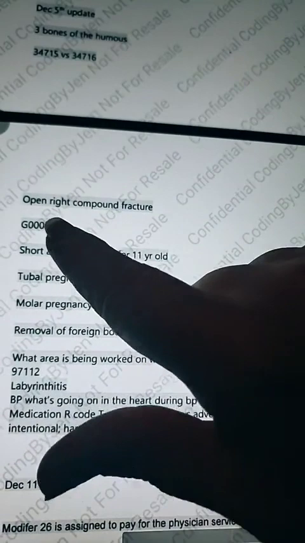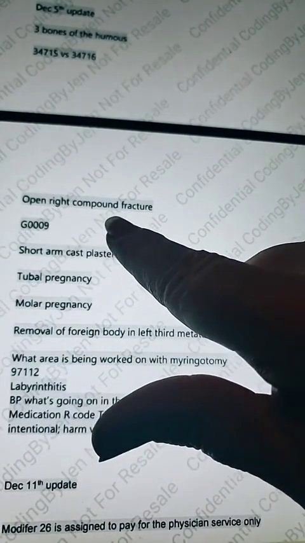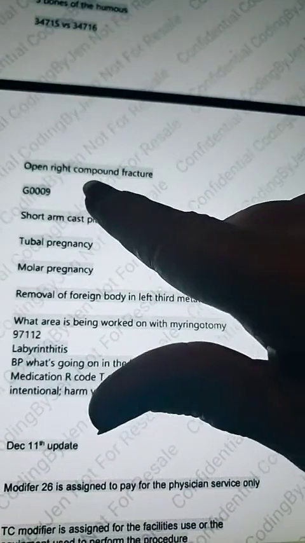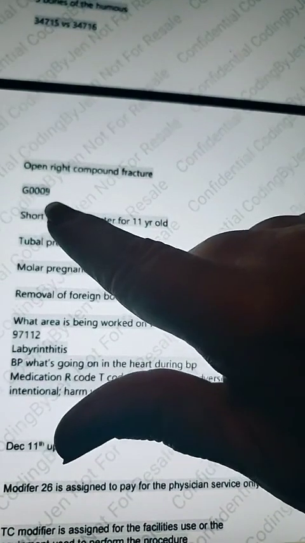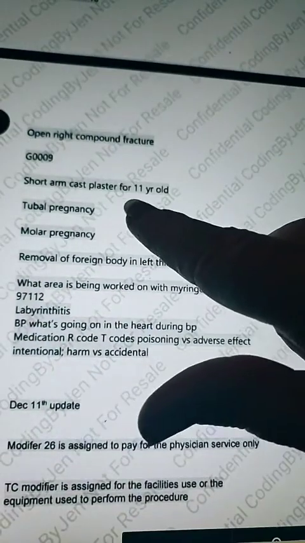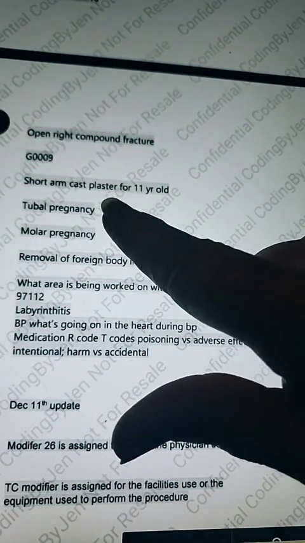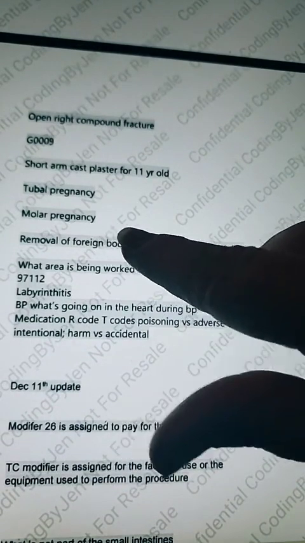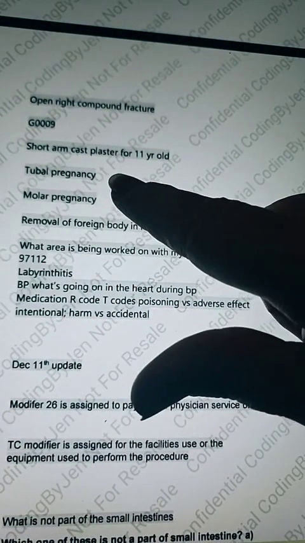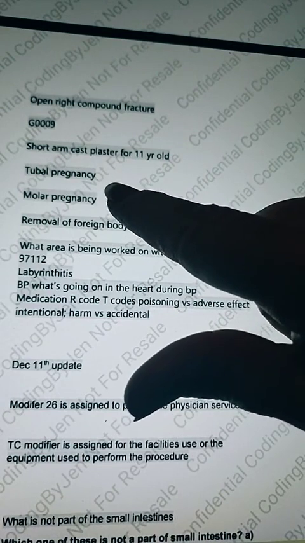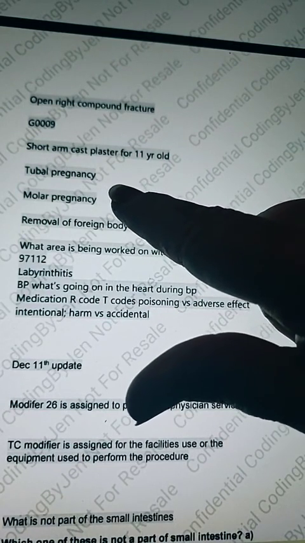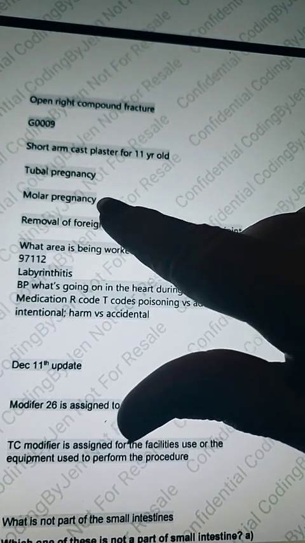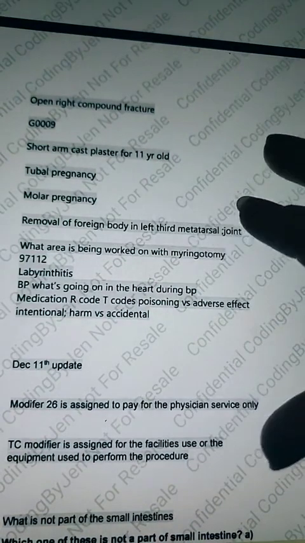Here are some more things that came back from others on their CPC exam. Open right compound fracture, G0009. Plaster cast of an 11-year-old. I've also seen the fiberglass cast of a child. Tubal pregnancy versus a molar pregnancy. Tubal, you know, is in the fallopian tubes. I've even seen one recently that ended up in the liver. Craziness. This molar pregnancy is in like the placenta or something. It's somewhere abnormal. Be sure you know the differences.